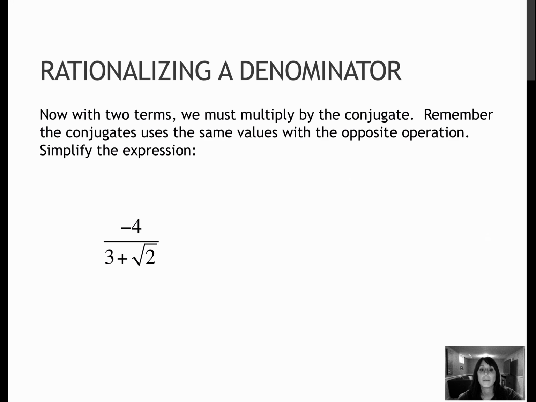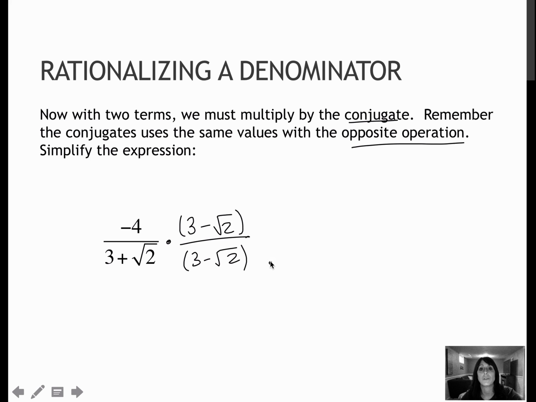Sometimes you end up with something a little bit crazier as your denominator. So notice this is not one term, now it's two terms. And in order to deal with something like that, we will multiply by the conjugate. The conjugate is the same two values, so the 3 and the radical 2, but we're going to do the opposite operation. So what I'm going to do is take the top and bottom times 3 minus radical 2. And something really cool happens here when you take it times 3 minus radical 2.